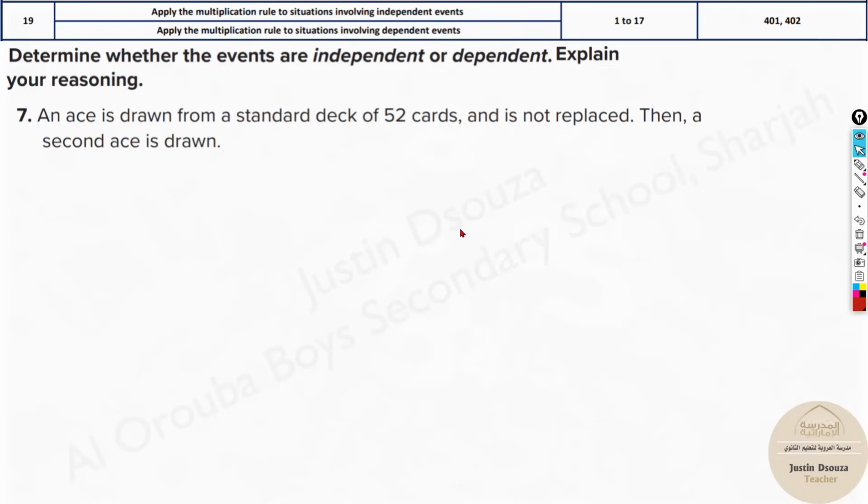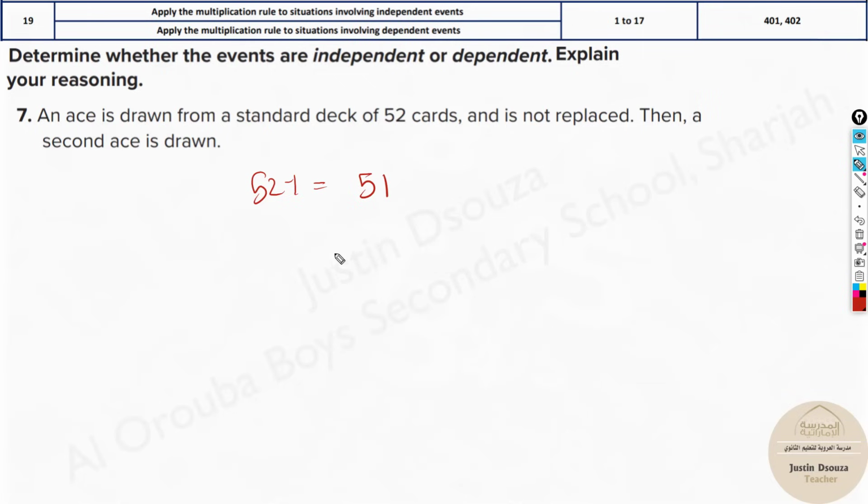An ace is drawn from a standard deck of 52 cards and not replaced. Then a second ace is drawn. Now this is important. See, not replaced means you have 52 cards, right? And you draw an ace out. So you take that away. You're not putting it back. So now for the next time, out of 52, 1 is reduced. It becomes 51. In the next turn, when you're picking another ace, there are no 52 cards anymore. There's only 51. So it's reduced by 1, isn't it? So this happens. And now again an ace is drawn.